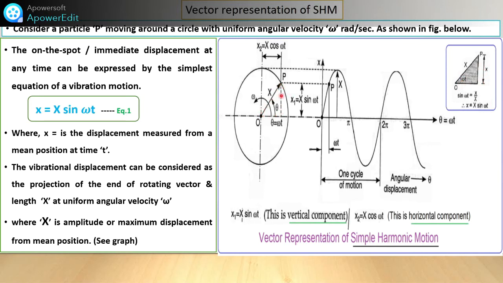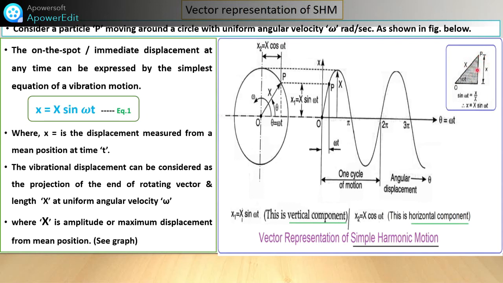This triangle is represented here, the black portion. The point O, P, and what is this distance? x at any time t from the mean position. This is the mean position, and this angle theta is omega t, and it is represented as omega t. And this line is nothing but the amplitude, the maximum displacement, capital X.